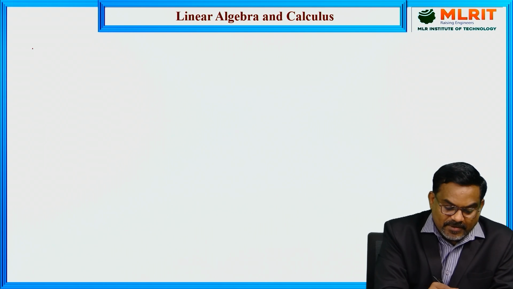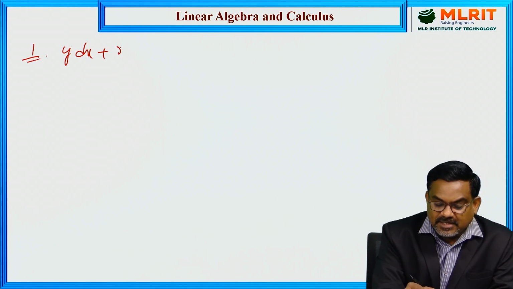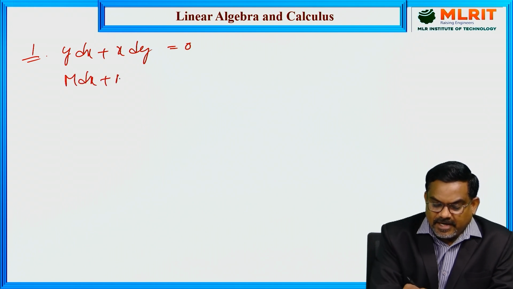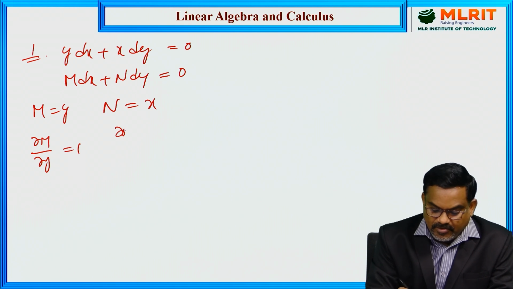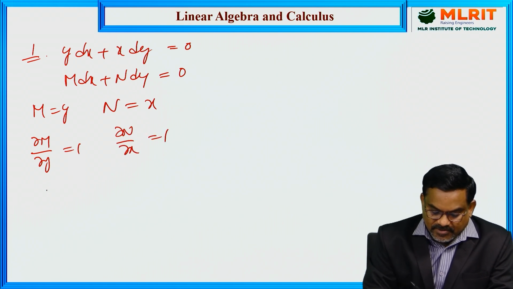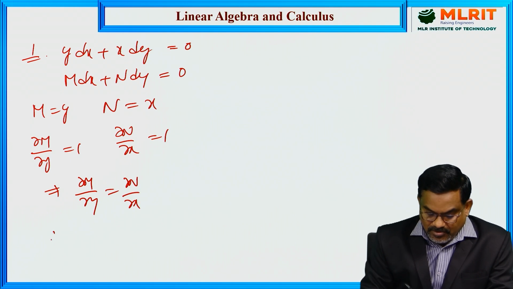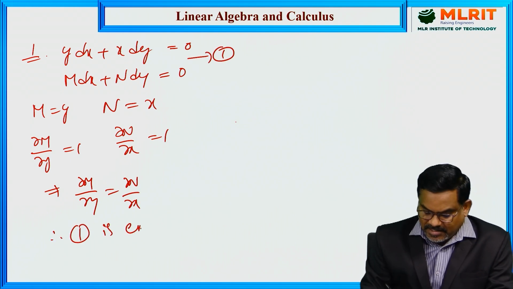As an example, consider the differential equation y dx plus x dy equal to 0, which is in the form of M dx plus N dy equal to 0, where M is y and N is x, and dou M by dou y is 1, dou N by dou x is 1. So dou M by dou y equal to dou N by dou x. So the equation 1 is exact.